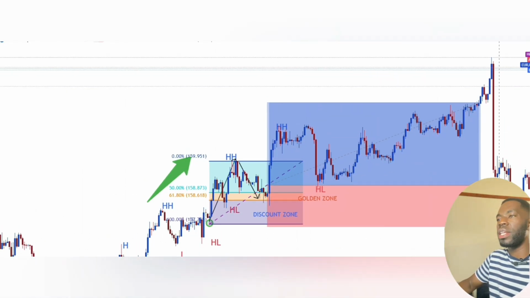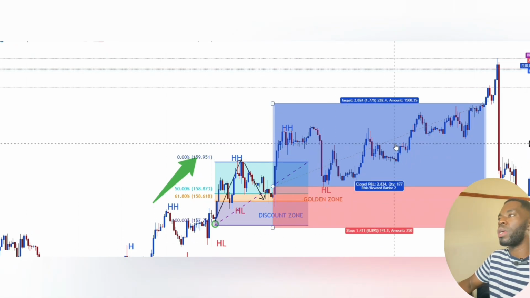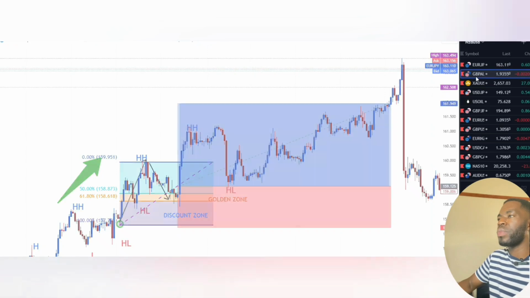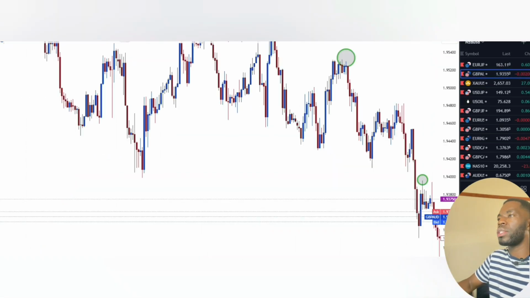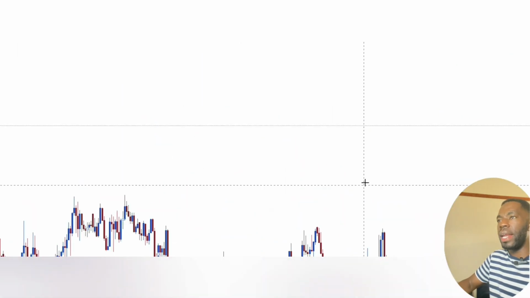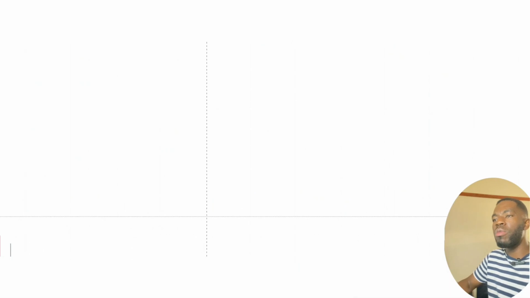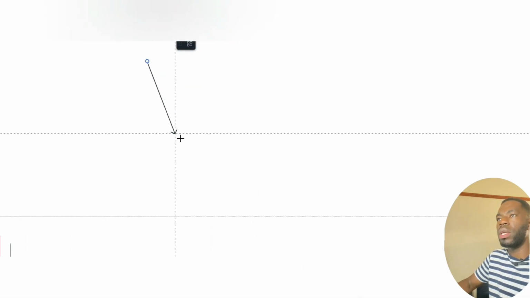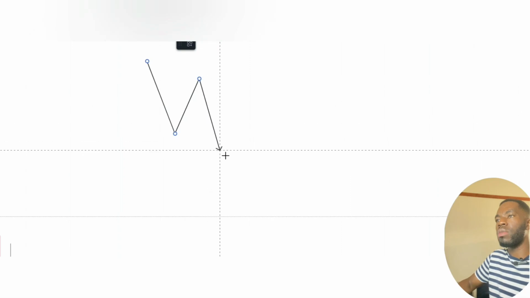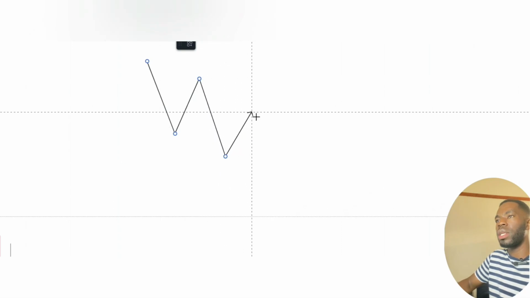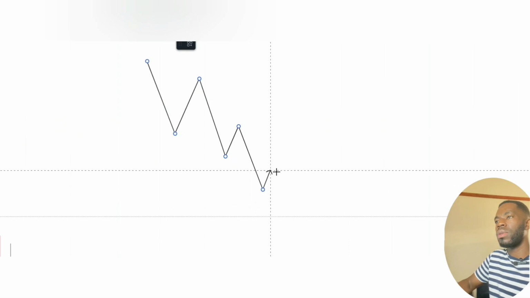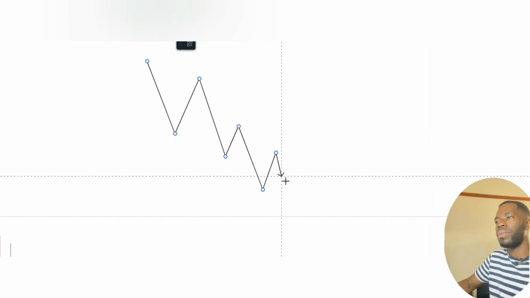Even if you're a swing trader, this really works on even higher time frames. So watch out for this candlestick pattern. We're going to look at it in the opposite direction too. If you are looking at selling, on the flip side, if it's a bearish market, let's say you are moving to the downside, something like this.